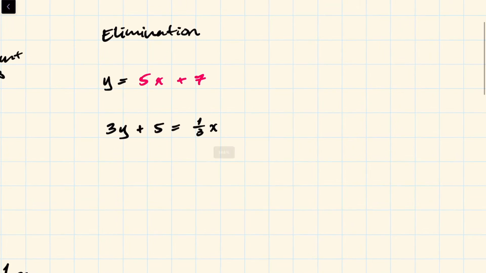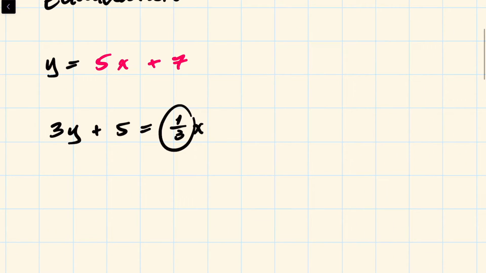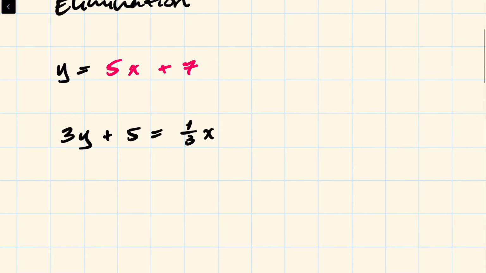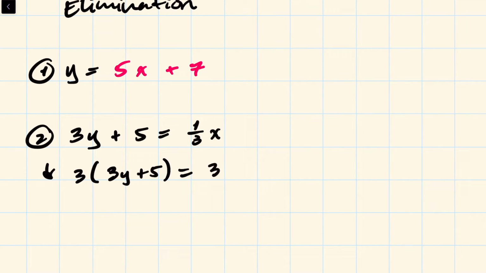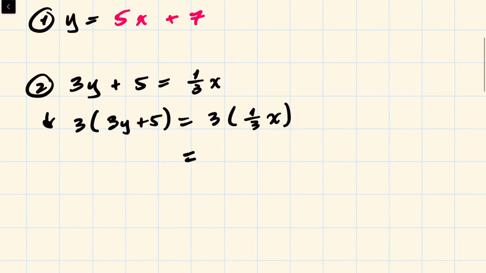So first I'm going to get rid of this 1 over 3 because it's kind of ugly. So what I'm going to do to this second equation, so that's 1, that's 2 still, I'm going to make that, so it's 3 times 3y plus 5 is 3 times a third of x. So it's going to be x on that side because that and that will cancel. This is going to be 9y plus 15 by the distributive property.